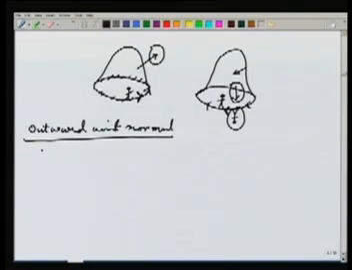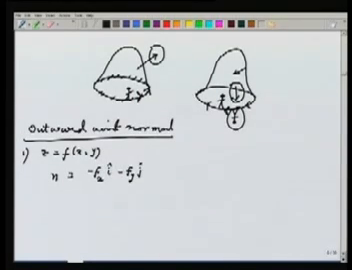So a surface can be of the form z equals f(x,y), that is one case. In that case, the outward unit normal vector is given by the gradient expression divided by the norm, so that is square root of 1 plus f_x squared plus f_y squared.